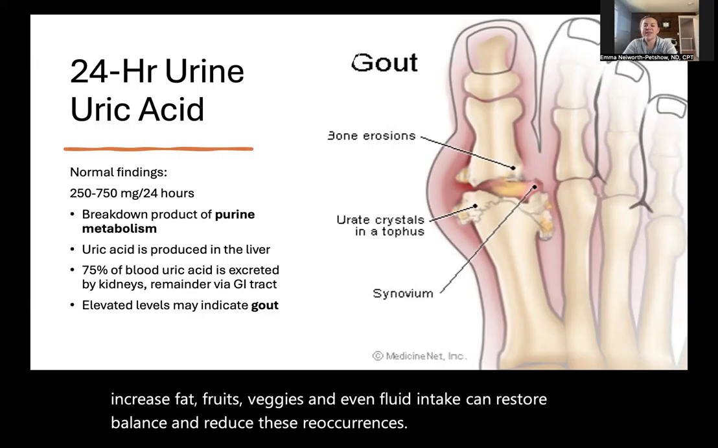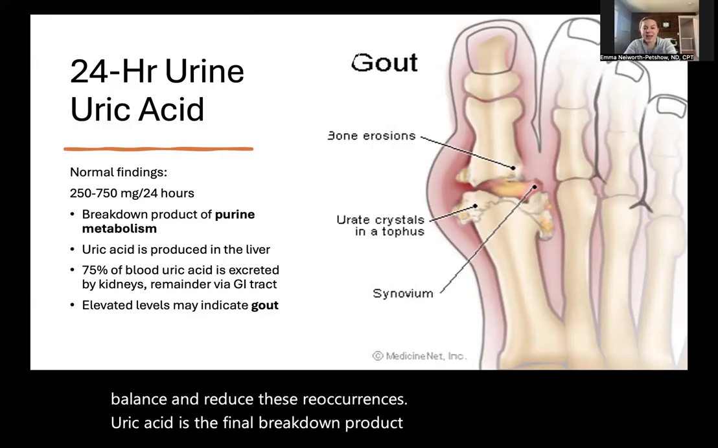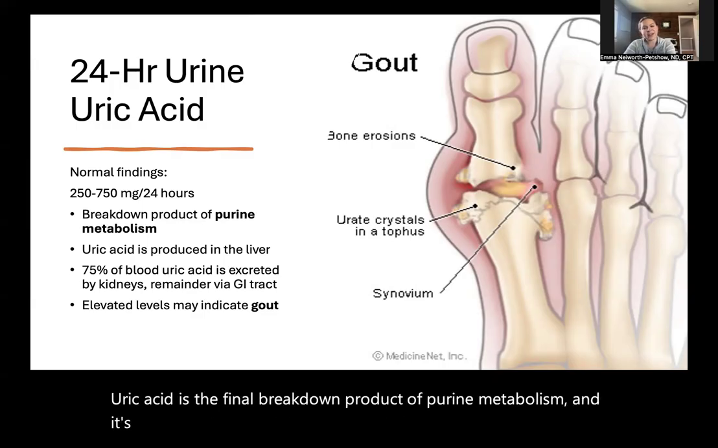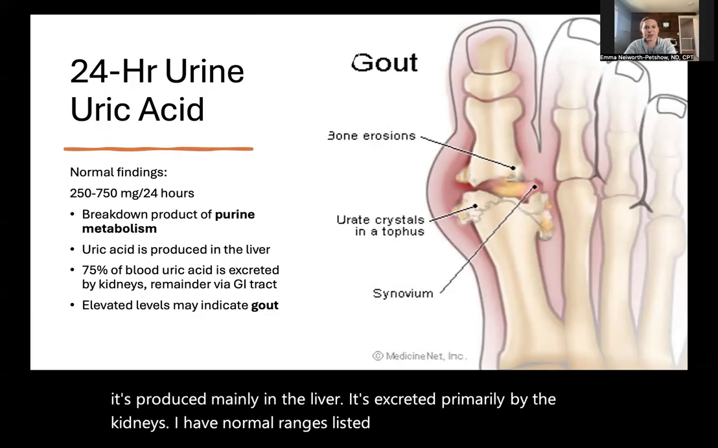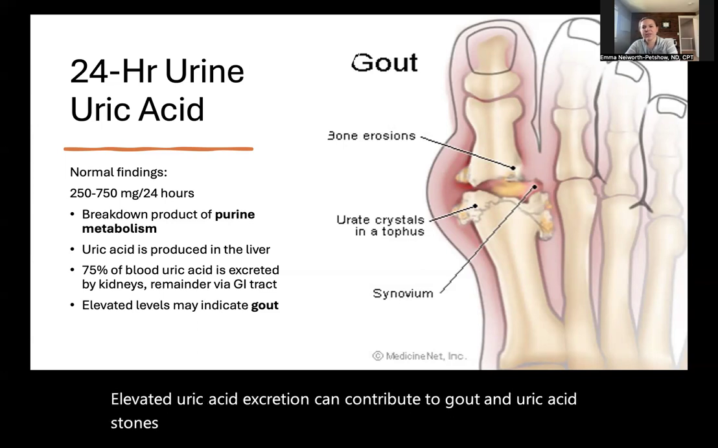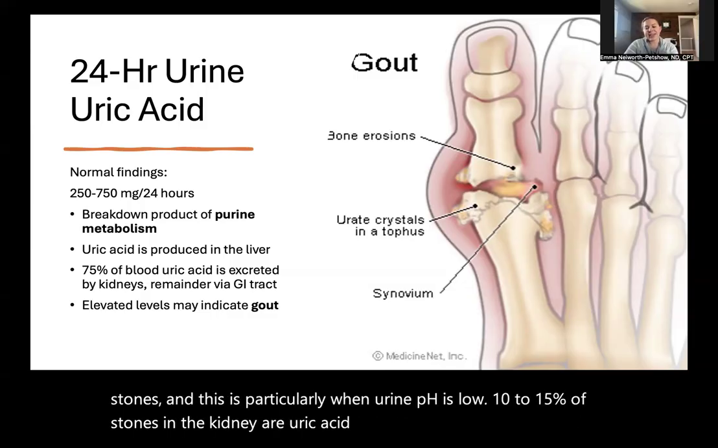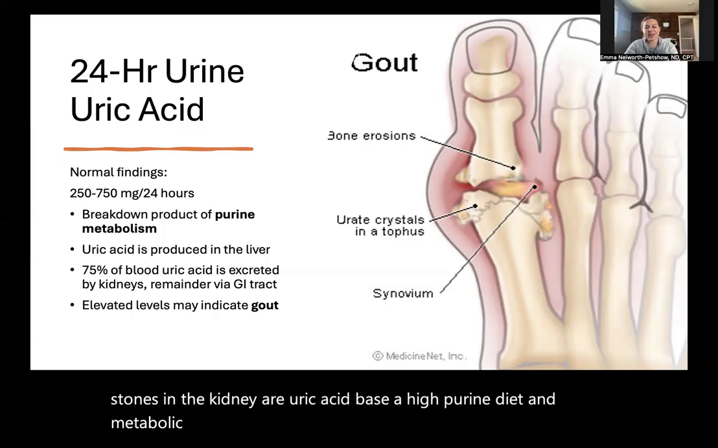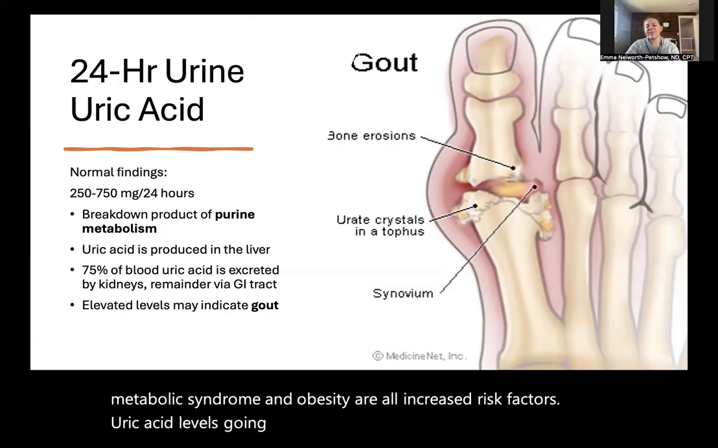Uric acid is the final breakdown product of purine metabolism, and it's produced mainly in the liver. It's excreted primarily by the kidneys. I have normal ranges listed here in milligrams per day. Elevated uric acid excretion can contribute to gout and uric acid stones, and this is particularly when urine pH is low. 10 to 15% of stones in the kidney are uric acid based. A high purine diet, metabolic syndrome, and obesity are all increased risk factors for uric acid levels going up, making dietary management an important part of prevention.